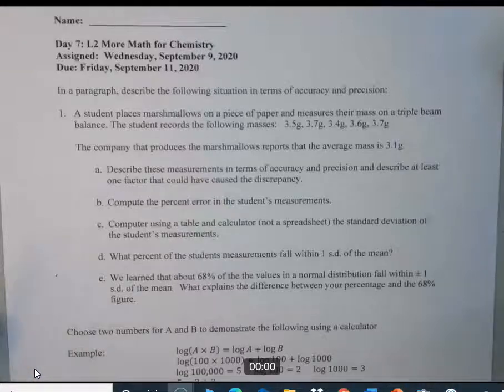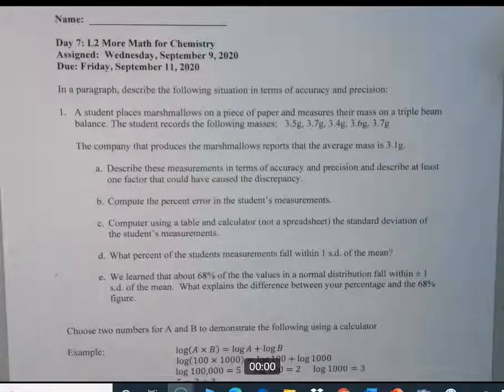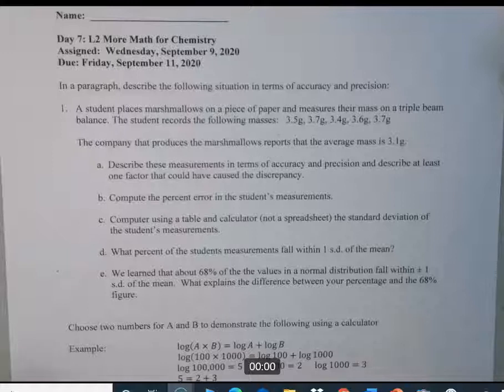Okay, so day 7, L2, more math for chemistry. This is day 7, lesson 2, more math for chemistry. This is the solutions video. I'm not going to show all the solutions. I'll show a good number of them though, and we'll go ahead and talk about some of the things that we're going to discuss in class here.